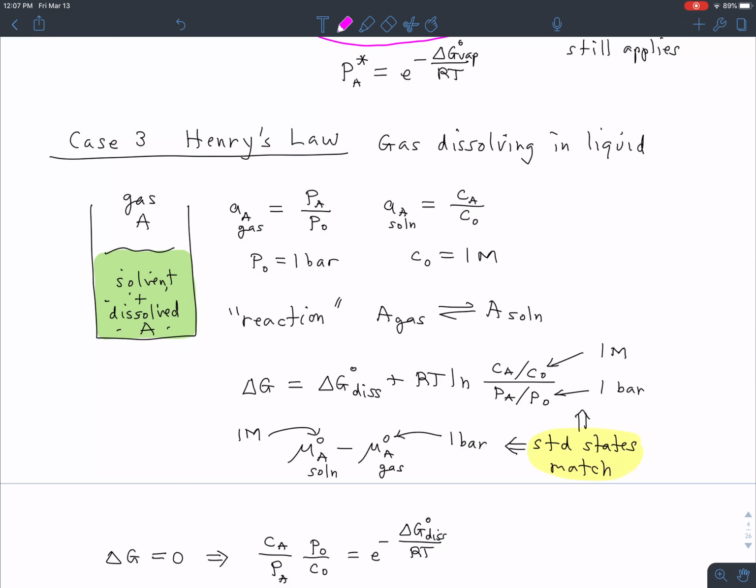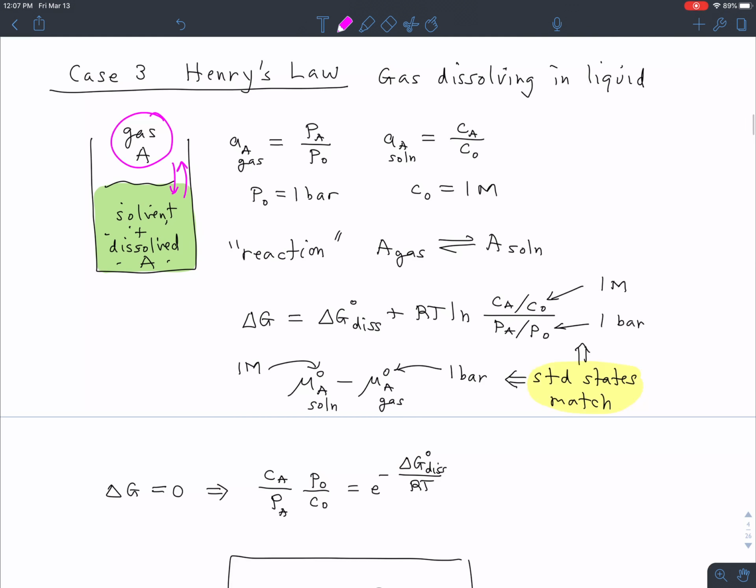I don't think I talked about this last time. But if you have, in this case, a gas in the gas phase above a solution, and that gas is dissolving or is in equilibrium with dissolved gas in the solution phase, or alternatively, if you have some solute, whether it's a gas or not, and there's an appreciable vapor pressure for that solute in the vapor phase, both of those are really the same case.